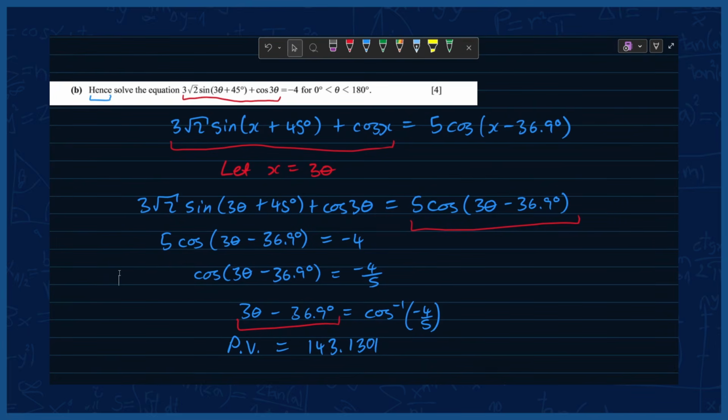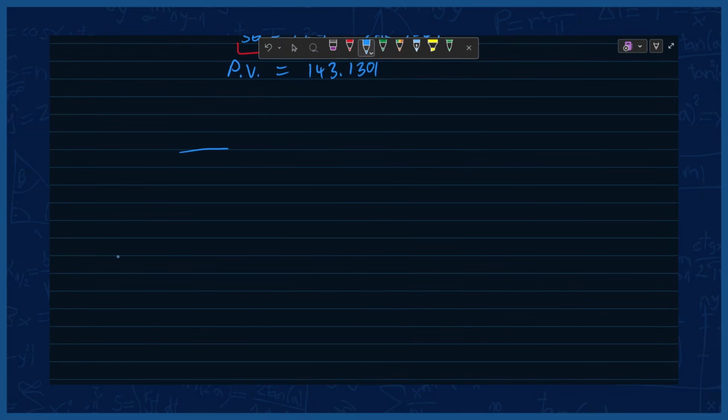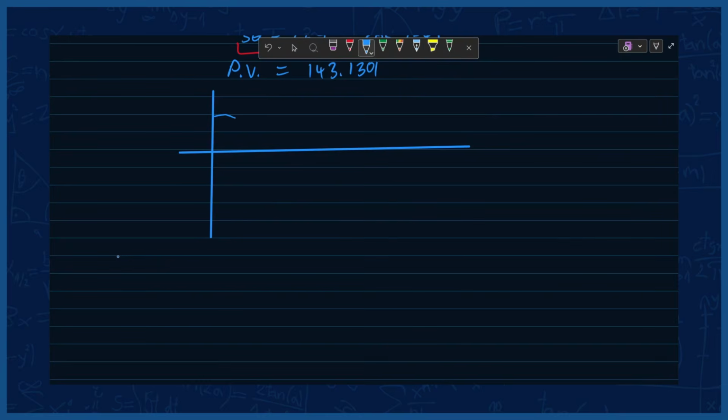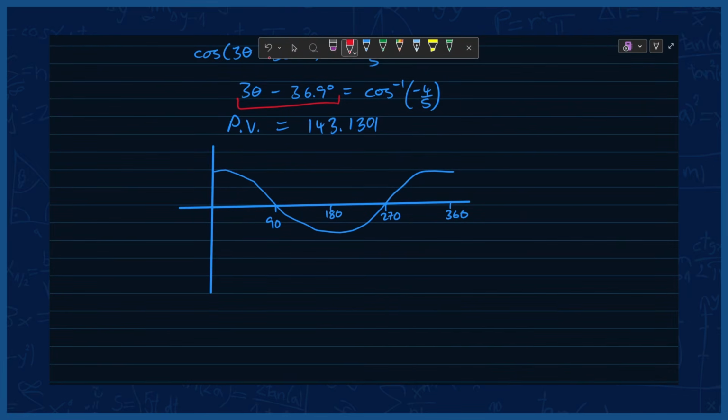To find solutions, what I like to do is to sketch the graph of whatever function I'm solving for. If it's sine, I draw sine. If it's cos, I draw cos. If it's tan, I do not draw tan. I use a formula. Since we're dealing with cos, I know this is a terrible graph, but just bear with me. This is 90 degrees, this is 180, this is 270, 360. Our solution is at 143, so it should be somewhere in between 90 and 180. So I'll put my 143 somewhere here.